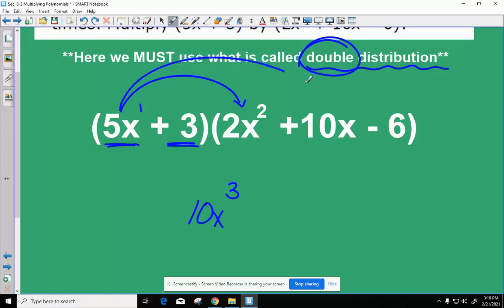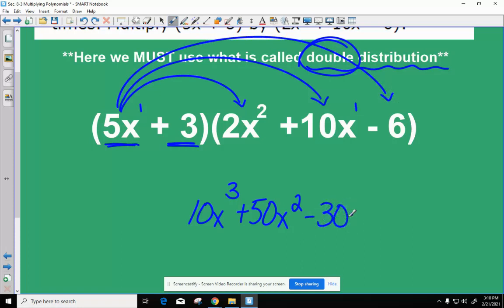Okay, my next distribution going over there, 5x times 10x, again, that 10 is x has a 1 on it, so this would be 50x to the second. And my last one up here on the top would be the 5x times the minus 6, that is negative 30x.